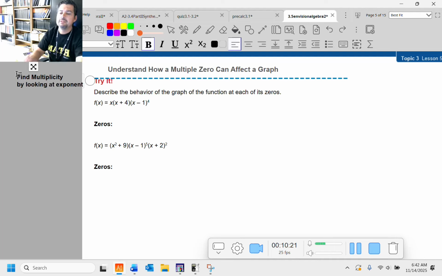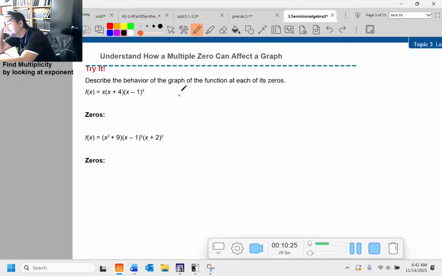That's how we find it. So one of our zeros here is x equals 0. And that x is to the understood first power, so its multiplicity is 1, which is odd.